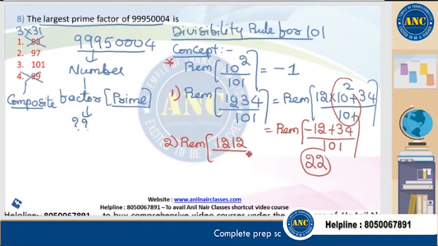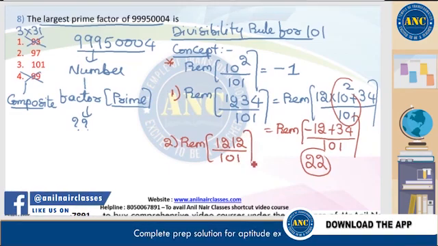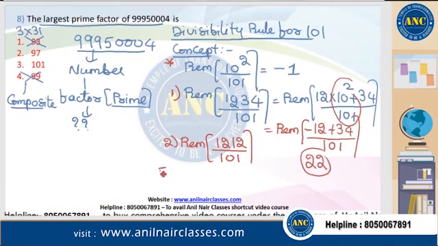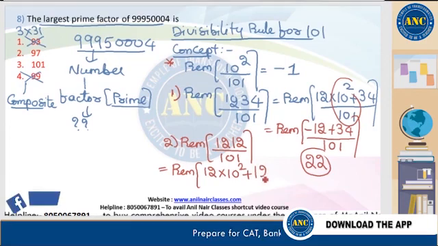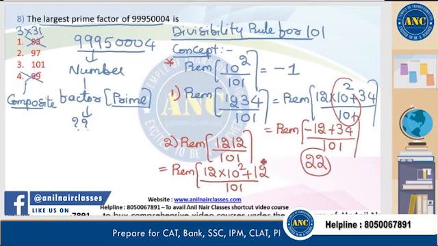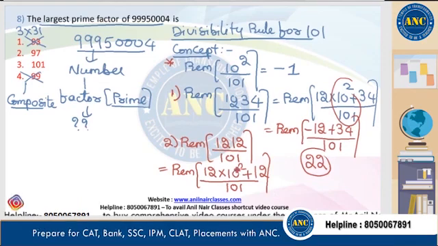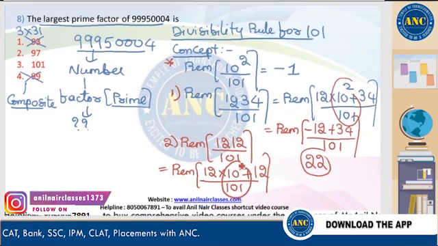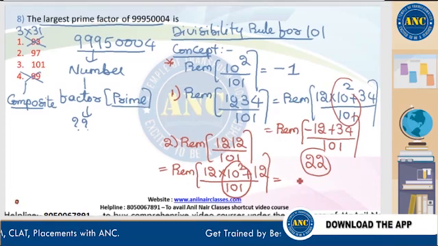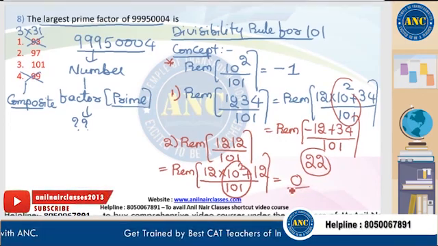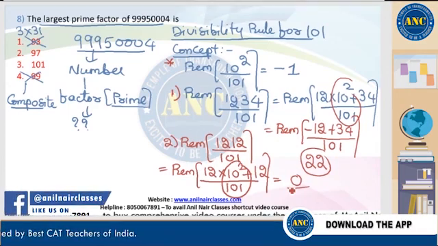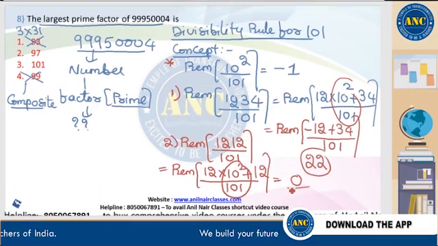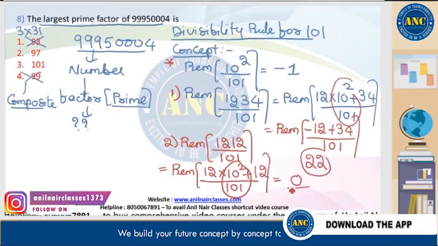1212 divided by 101. This can be written as 12 into 10 square plus 12, divided by 101. 10 square divided by 101 is minus 1. So minus 12 plus 12 is 0. 10 square divided by 101 is nothing but minus 1.